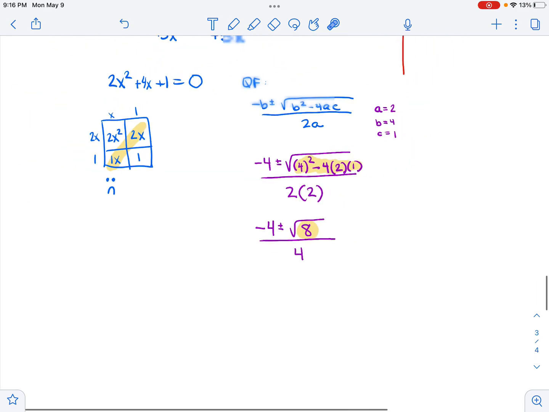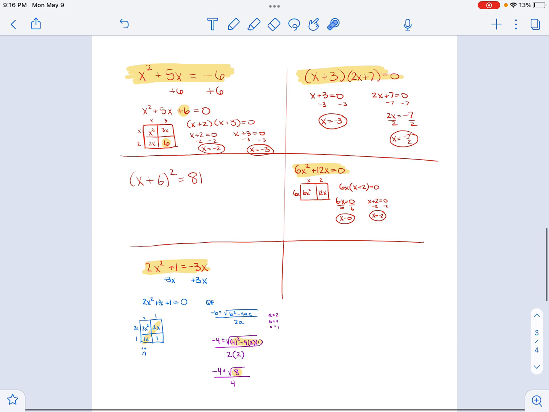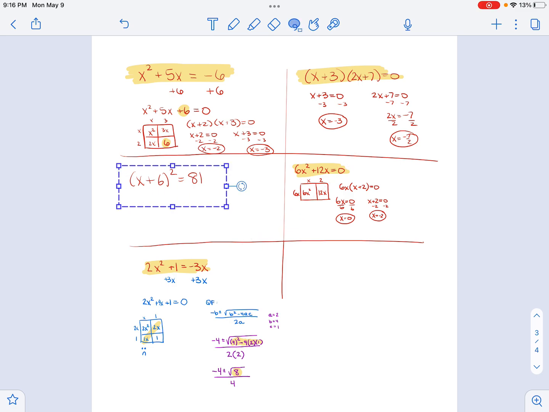All right, so that's how you do the quadratic formula. Okay, so that takes care of most of the problems that are on the test, because most of the problems on the test have 2 x's in them. But let's just take a look at this one over here.